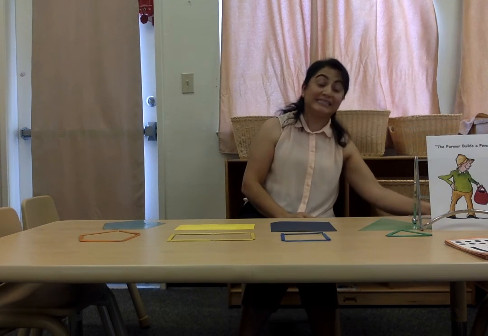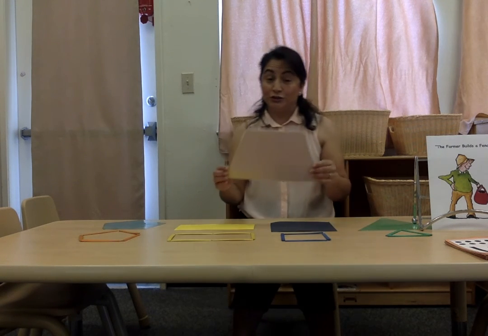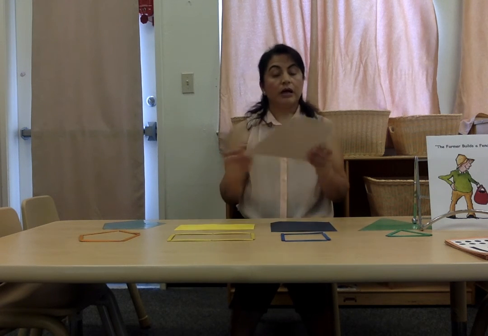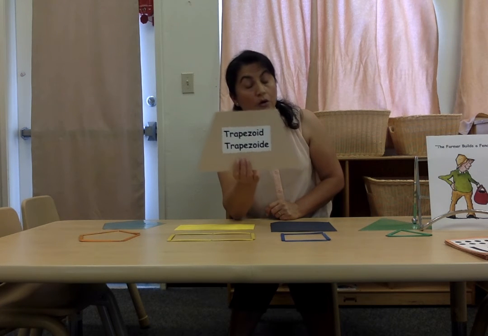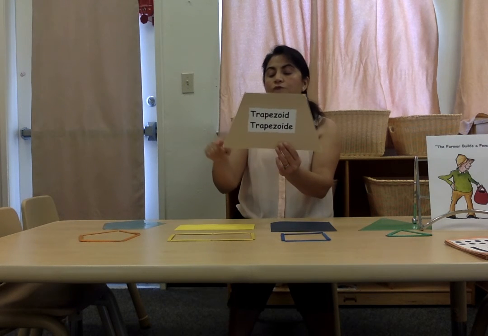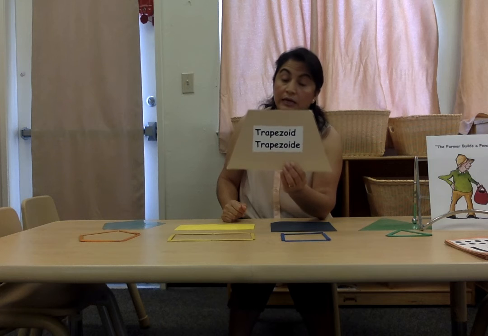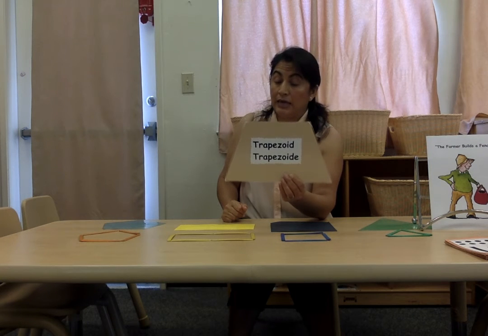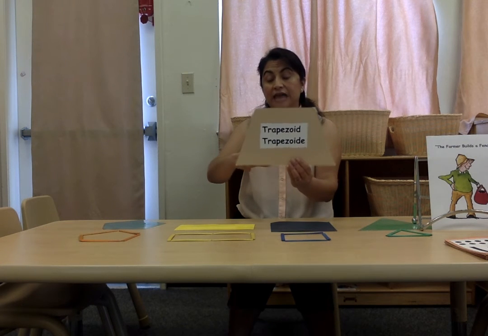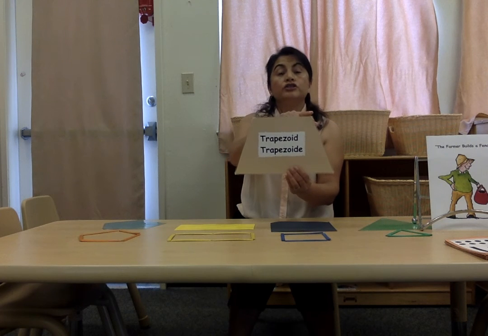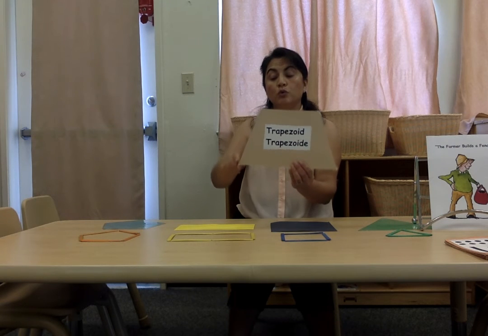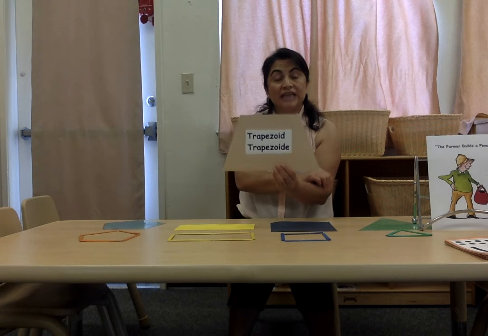Yes. So we still need to do the trapezoid fence. I have it right here. Do you remember how many sides and how many corners the trapezoid has? Let's count them. 1, 2, 3, 4. And the attributes of the trapezoid are that it has a long side on the bottom, a shorter side on the top, and 2 sides that are the same size.